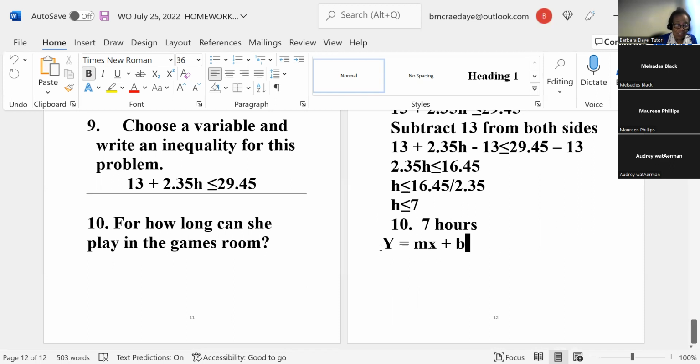Maureen, what is the m? The slope. That's right. Very good. See, Maureen remembers. M is the slope. What is b, Maureen?